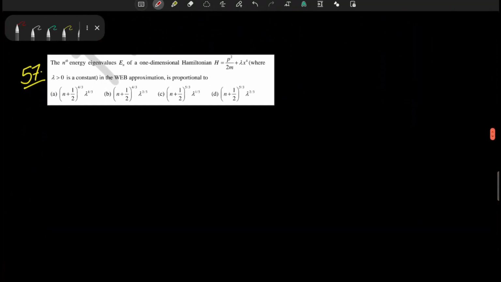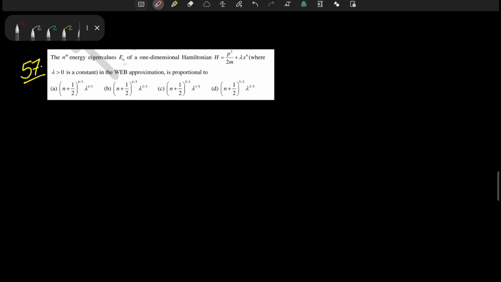So the next question is from the WKB approximation. This question is again of 5 marks, and it was again a very simple question. The 57th question is: the nth energy eigenvalue En of a one-dimensional Hamiltonian is given. The Hamiltonian is p²/2m plus λx⁴, where λ is greater than 0 and is a constant. In the WKB approximation, En is proportional to.